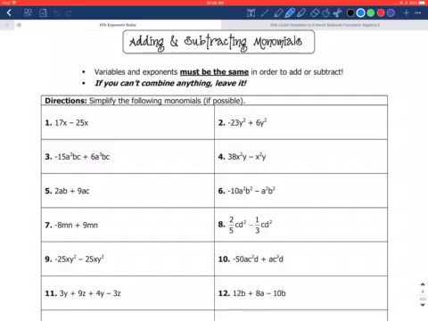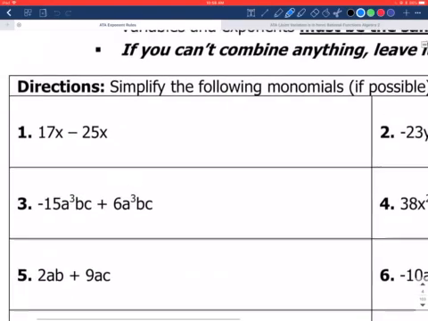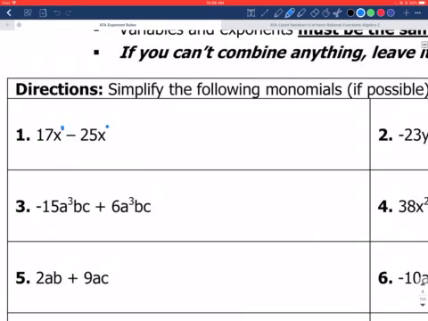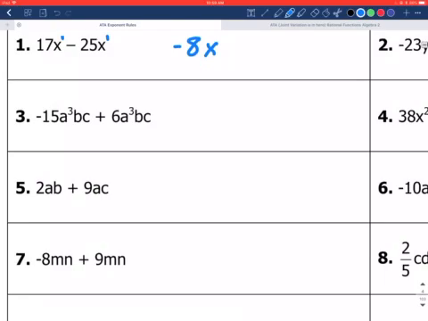So for number one, we'll start out nice and easy. Our variable is x, and our exponent for both of those is 1. So yes, we can combine them. We're just going to combine the coefficients. 17 minus 25 is negative 8. And we do not change the variable nor the exponent. It stays the same when you're adding and subtracting. This is just combining like terms.